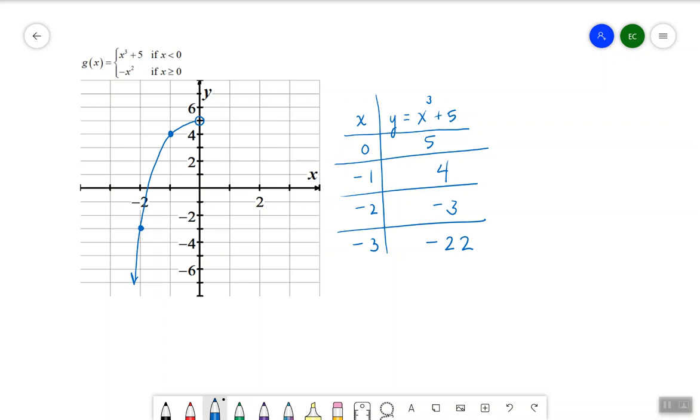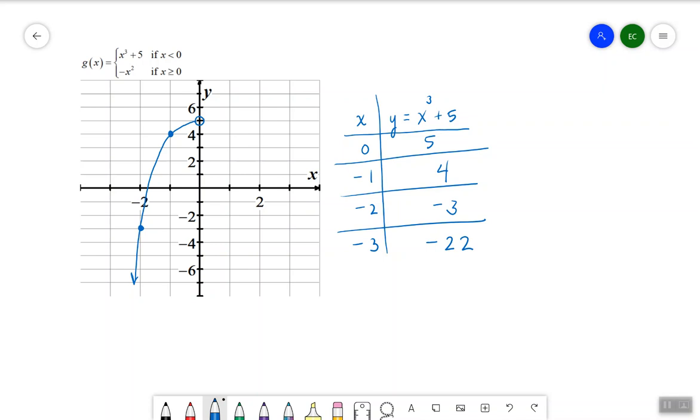This curve looks very similar to the graph of y equals x cubed, except for two things. First of all, we cut off the right-hand side of the graph. We only have the left side because of the domain restriction, because of the interval x is less than 0. And then the other thing is that the graph of x cubed is shifted up 5 units. That's what the plus 5 does.